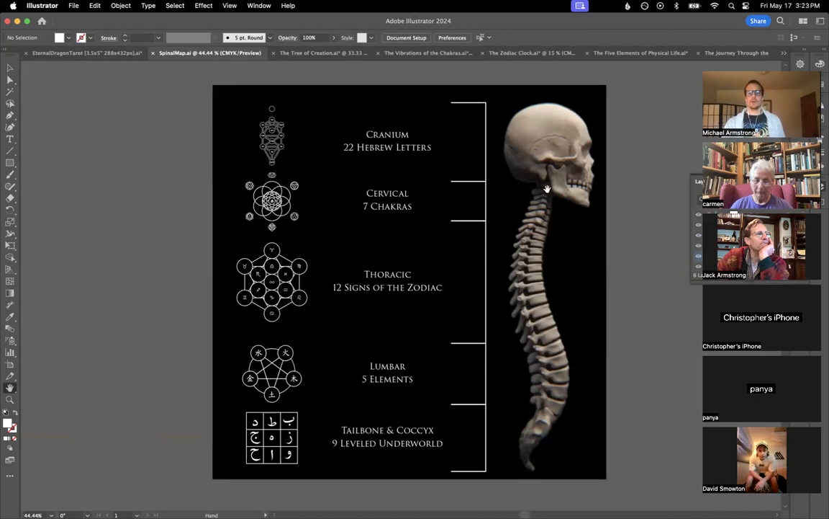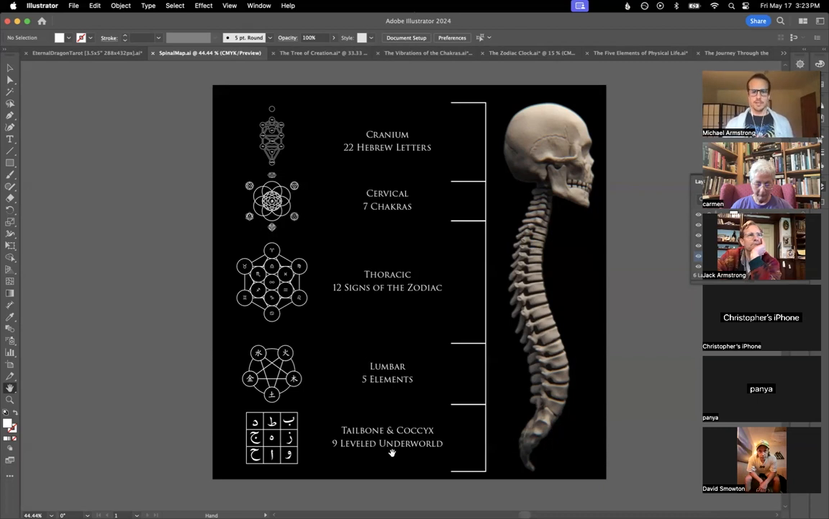So in the skull of the human skeleton, there's 22 bones, and there's 22 letters of the Hebrew alphabet, which is where the tarot archetypes come from. There's 7 bones in the neck, 7 chakras, 12 signs of the zodiac, 12 bones in the thoracic spine, which is connected to the rib cage. 5 bones in the lumbar spine, 5 elements in the Chinese medicine system, and then 9 bones in the tailbone and coccyx, which connects to this 9-leveled underworld, which is found in so many different cultures.